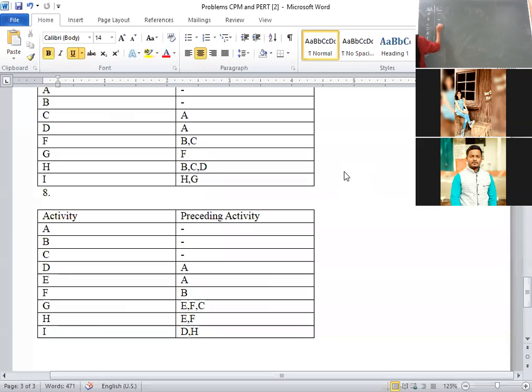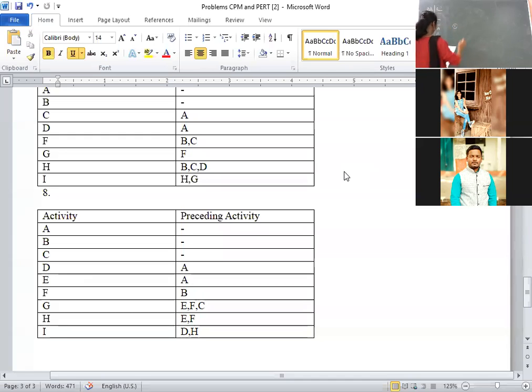A, B, C don't have any predecessors. A is completed, then only D. A is completed, then E. B is completed, then F. E, F, and C are completed, then G. E, F are completed, then H. I is completed, then D and H. Okay. Here, how to draw this?